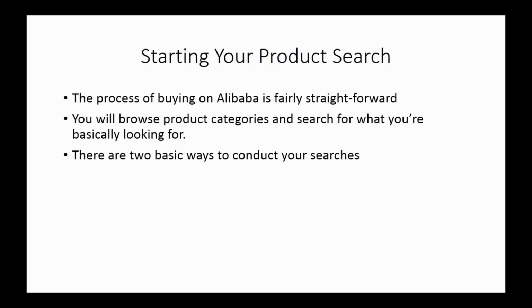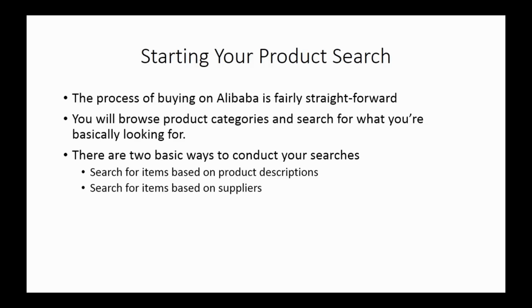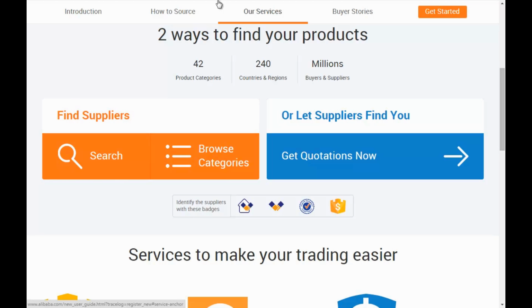Of course, you should already have some idea of the market that you're going to be looking for. On Alibaba, there are basically two ways to conduct your searches, and we will be looking at them in a minute. You can either search for items based on product descriptions, or you can search for items based on suppliers. So first, let's take a look at browsing categories.